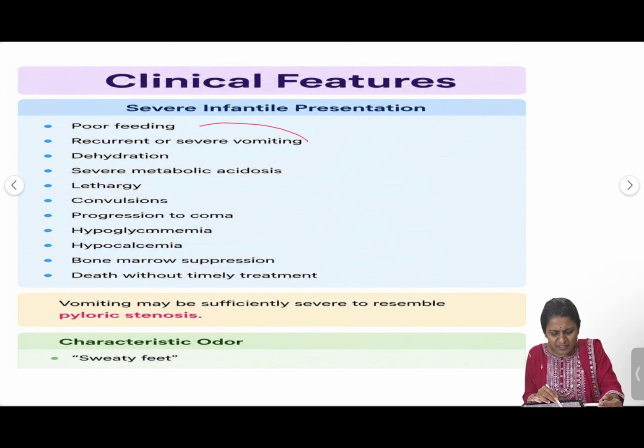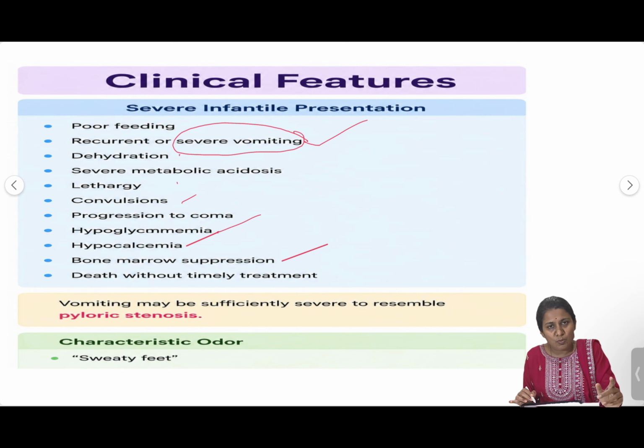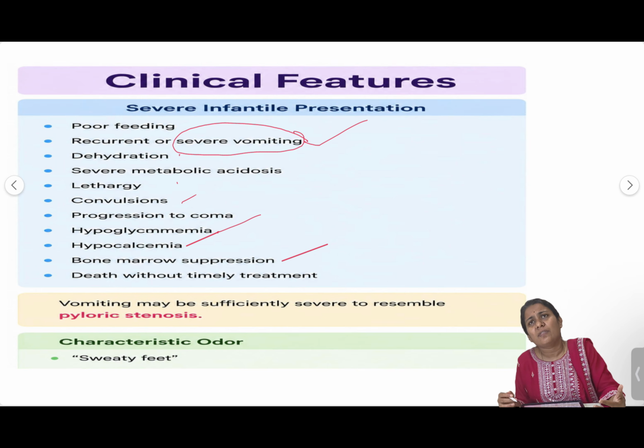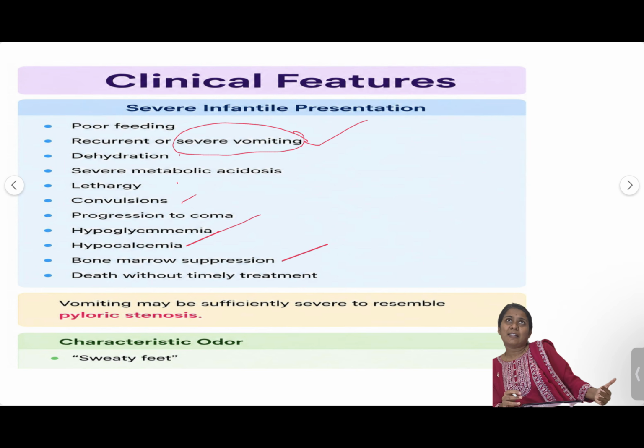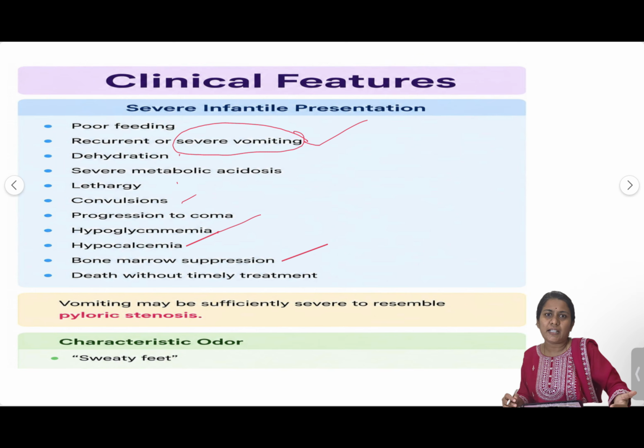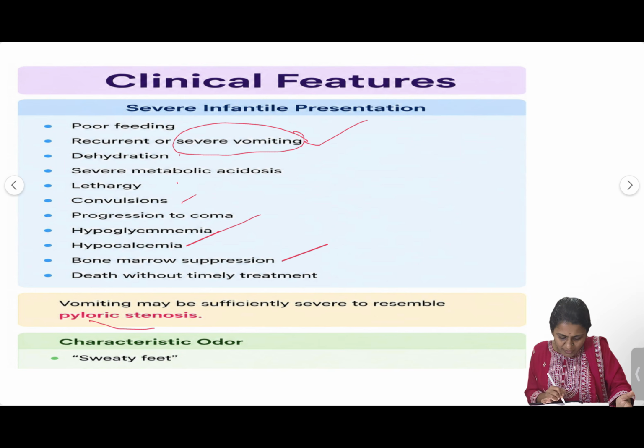So here the clinical thing is that in isovaleric acidemia the child has severe vomiting, dehydration, metabolic acidosis, lethargy, convulsion, hypoglycemia, hypocalcemia, bone marrow suppression, because this isovaleric acid suppresses bone marrow also, which leads to what? Pancytopenia. It could lead to death also if there is a delay in the treatment. Because there is severe vomiting in the newborn, like within 1 month, it may mimic like what? Usually if a 1-month-old child is coming with severe vomiting, the first differential diagnosis we think is pyloric stenosis. So it is mimicking pyloric stenosis.